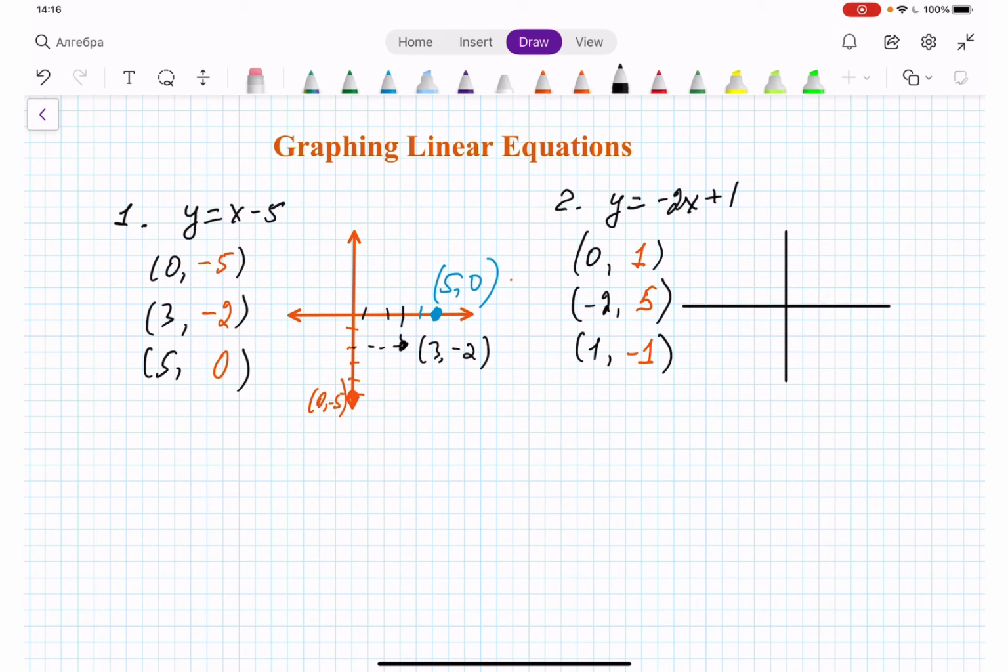Okay, x, this is y. So we have 1, 2, 3, 4, 5. And the rest is going to be easy. So x is 0, y is 1. It's right here. 0 and 1. Next one, negative 2 and 5. X is negative 2 and positive 5. 1, 2, 3, 4, 5. So negative 2 and 5, it's coming right here.